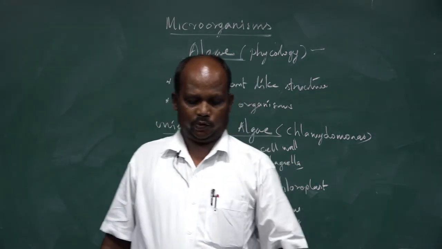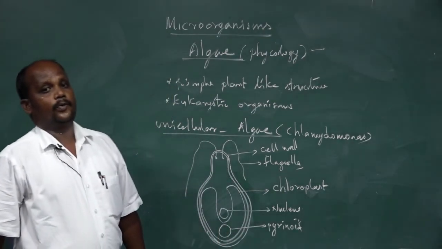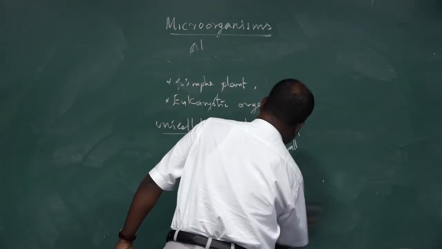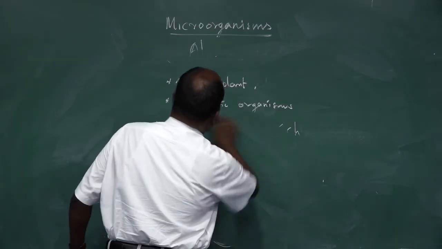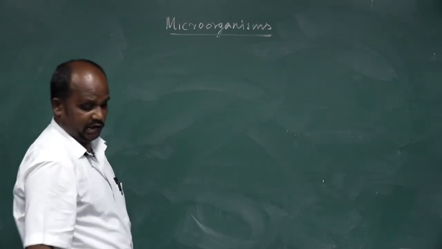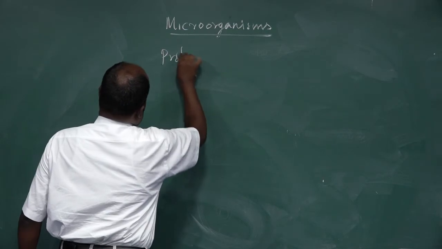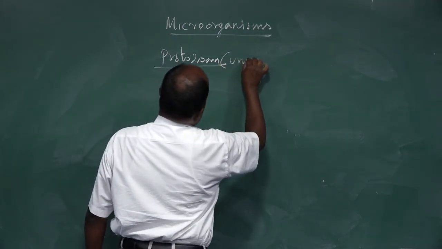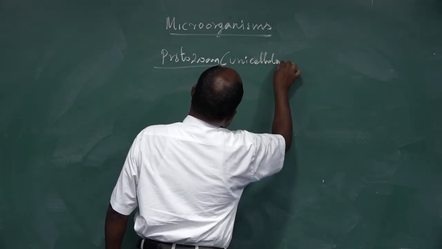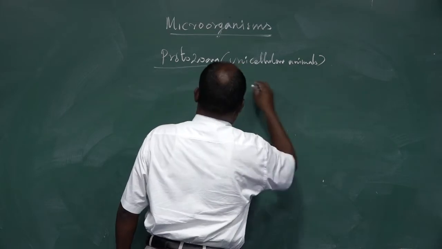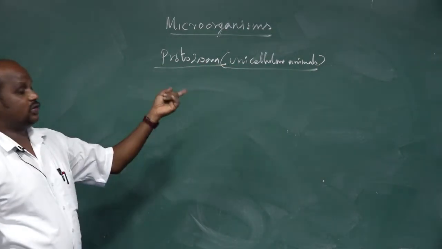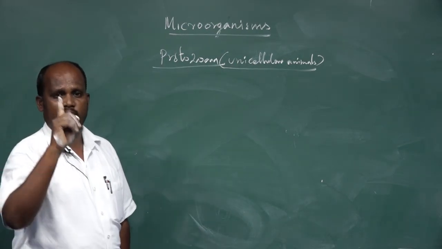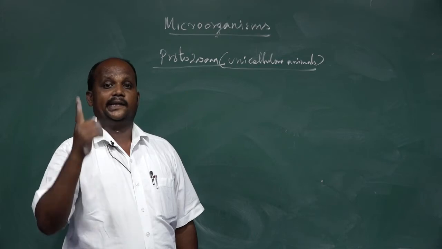Another one we are going to talk about is protozoans. Protozoans are also microorganisms, an example of single cell animals or unicellular animals. Protozoans are otherwise called unicellular animals. What are unicellular animals? I mean single cell animals, whose body structure is made up of only one cell.